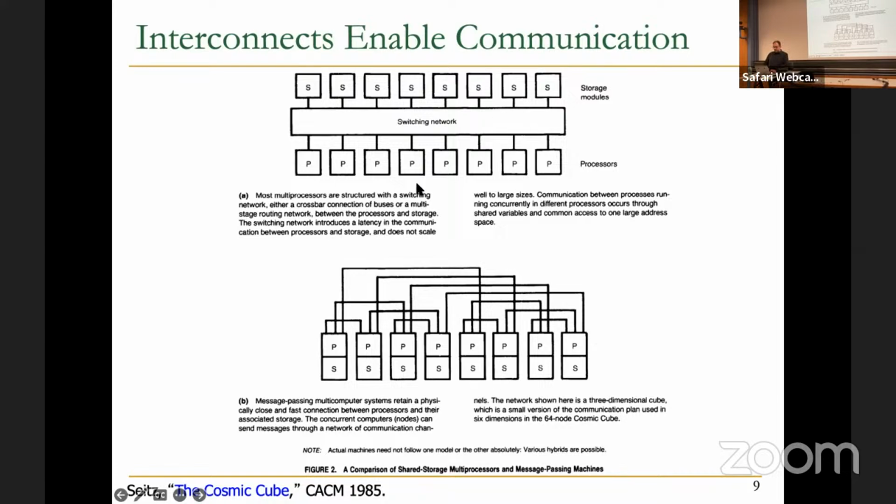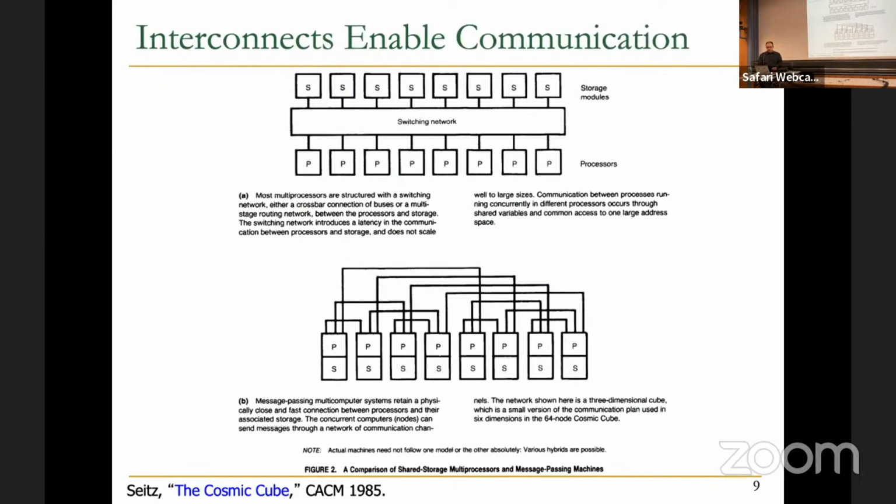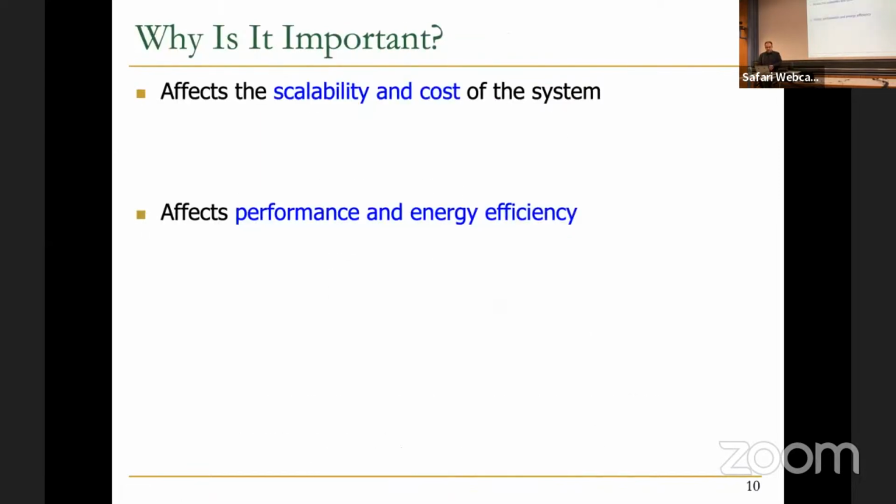For the shared memory paradigm, we usually have a shared memory. With CXL, you can have even bigger shared memory, which I guess you already know about. So with that, you can use the shared memory paradigm to program. But interconnects are useful for both systems. We need that. So why is it important? To conclude again, it affects the scalability and cost of the system, essentially how effectively you can connect all these nodes. So this is important.